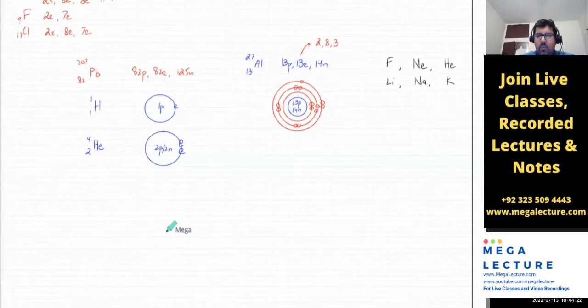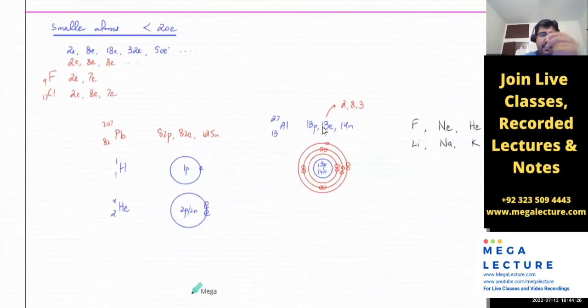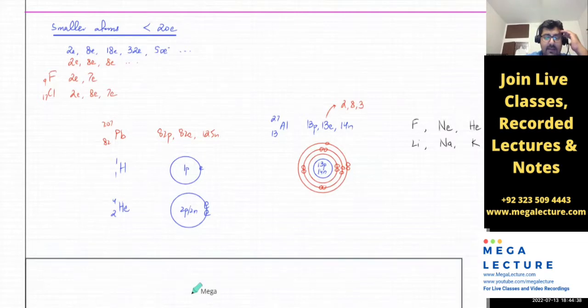As we just started in the last class, how do you write the electronic configuration of smaller atoms? I told you that smaller atoms are considered to be those with fewer than 20 electrons. What you're going to do is just write 2, 8, 8. Forget 18, 32, and 50, and so on, because with 20 electrons you don't need that many shells.